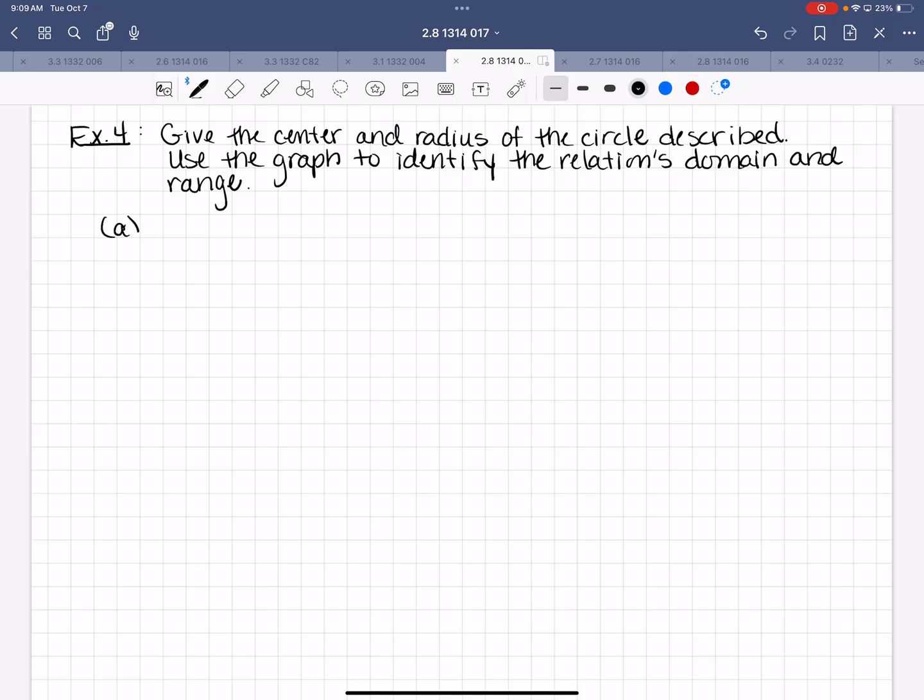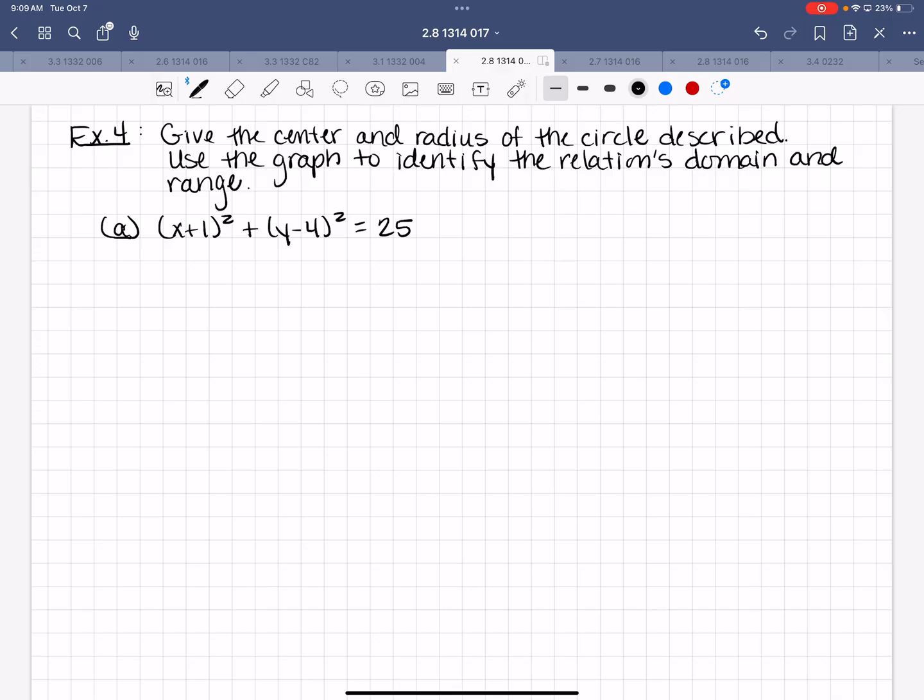A, I have (x + 1) squared plus (y − 4) squared equals 25. They want me to give the center and the radius. It says use the graph to identify the relations, domain, and range. So that means we also have to graph it, which is not too bad.